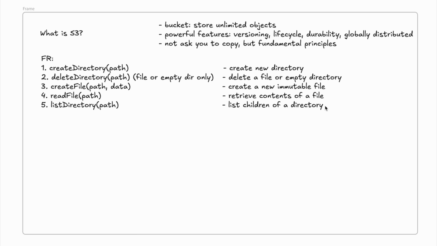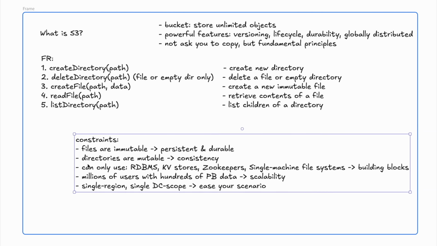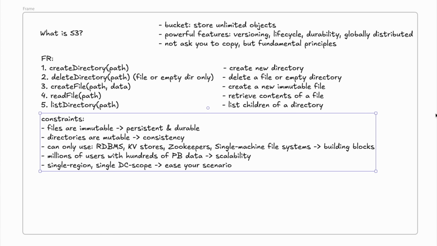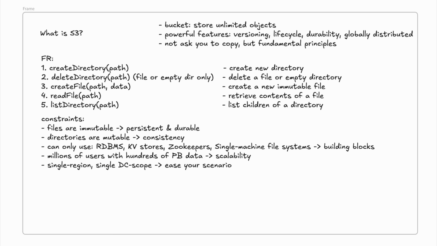These 5 operations are deliberately narrow to keep the problem tractable, but they still cover the fundamental building blocks of a usable file system. Constraints and assumptions. Now let's talk about the assumptions and constraints that simplify the design but also define its boundaries.